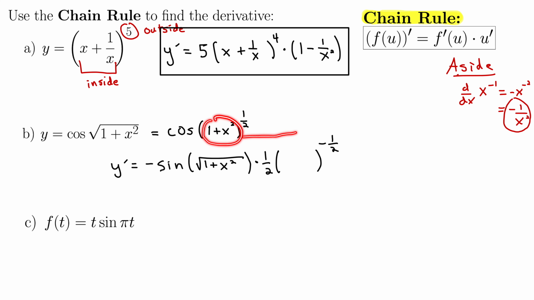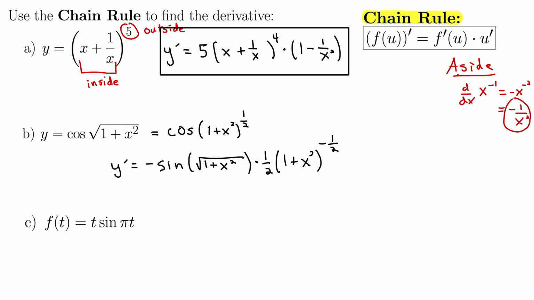So that 1 plus x squared, we cut and paste it right here inside these parentheses. 1 plus x squared. Note, I did not try to take a derivative of 1 plus x squared or anything. I just left it alone. Next, we take the derivative of the inside again.